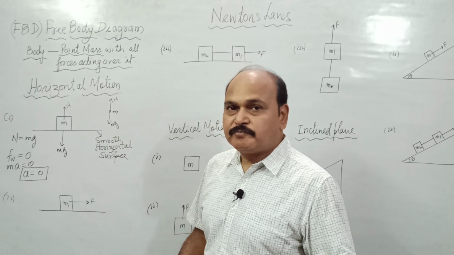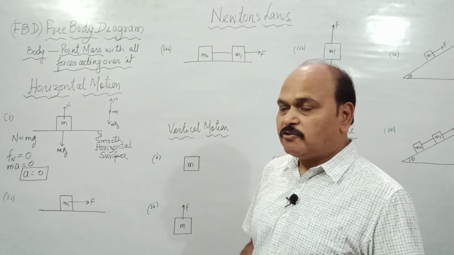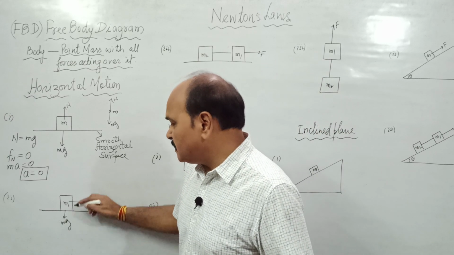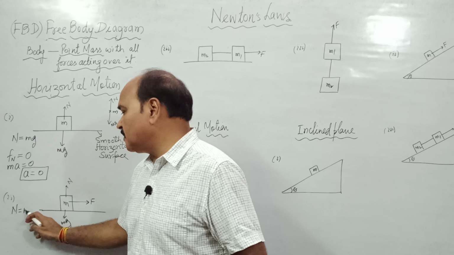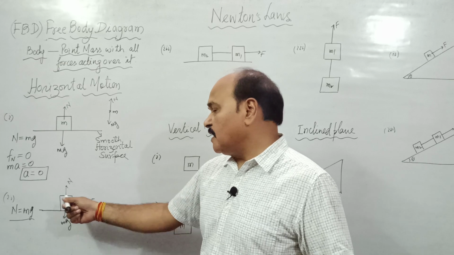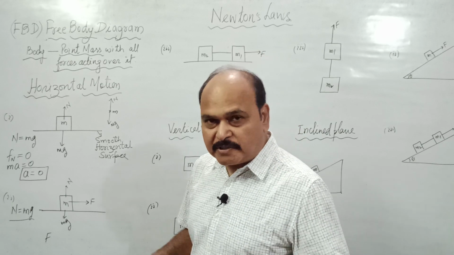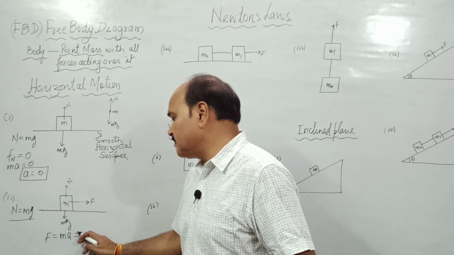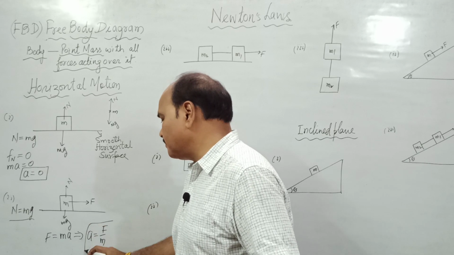This is situation number 2, where we apply a force over the body towards the right. What are the other forces acting over the body? The other forces acting are mg and the normal reaction. As usual, N and mg cancel each other. They are equal and opposite. Therefore, the net force acting over the body is along horizontal, and that is F, the force applied. As per the consequence of Newton's second law, this force is equal to mass into acceleration. This simply means the acceleration of the body is going to be F upon m. See, weight doesn't play any role.